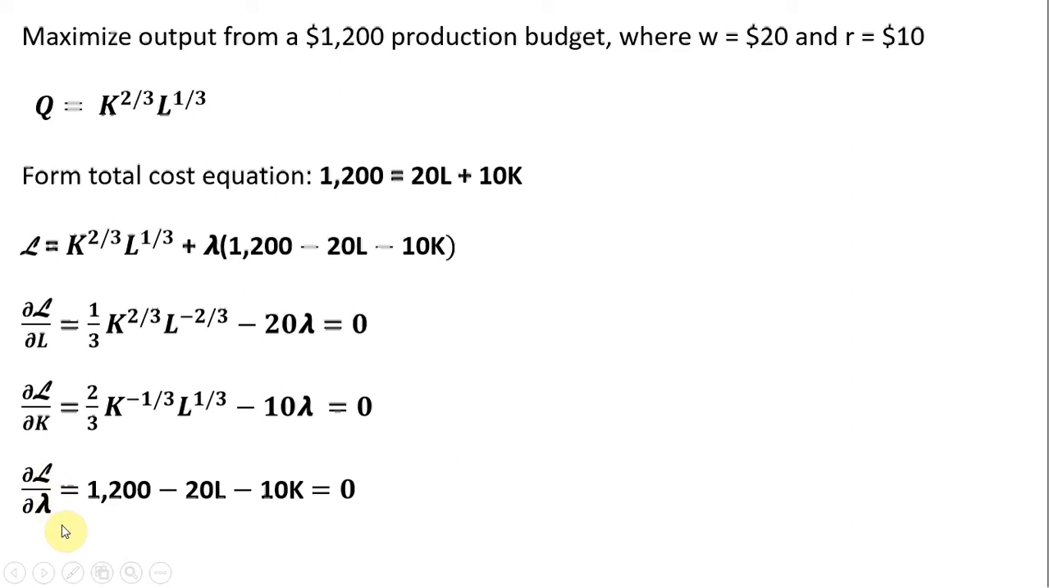And one more partial derivative. We will take the partial derivative of the Lagrangian with respect to lambda. We'll get back what is in the parentheses here, the cost constraint. All these partial derivatives are set equal to 0.